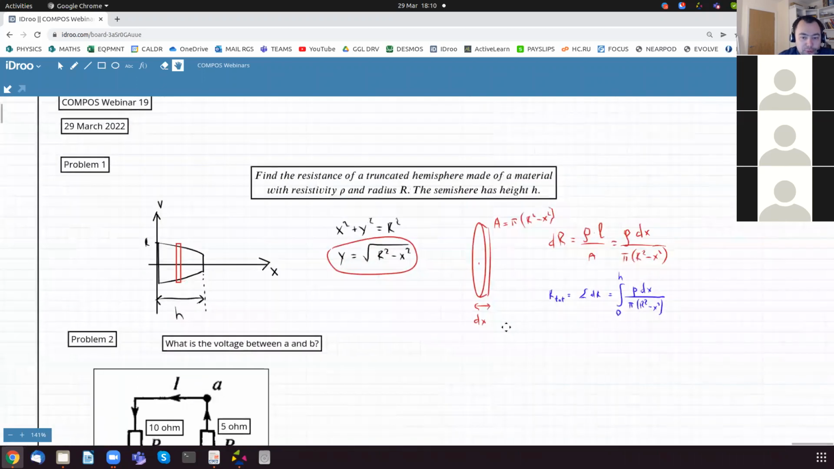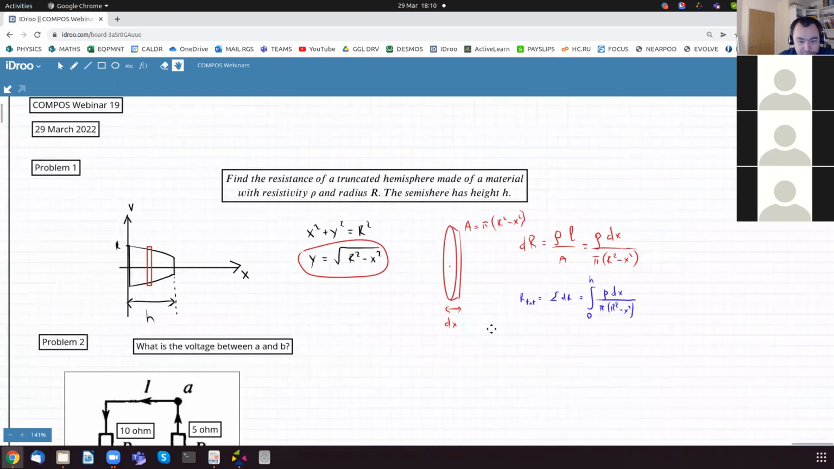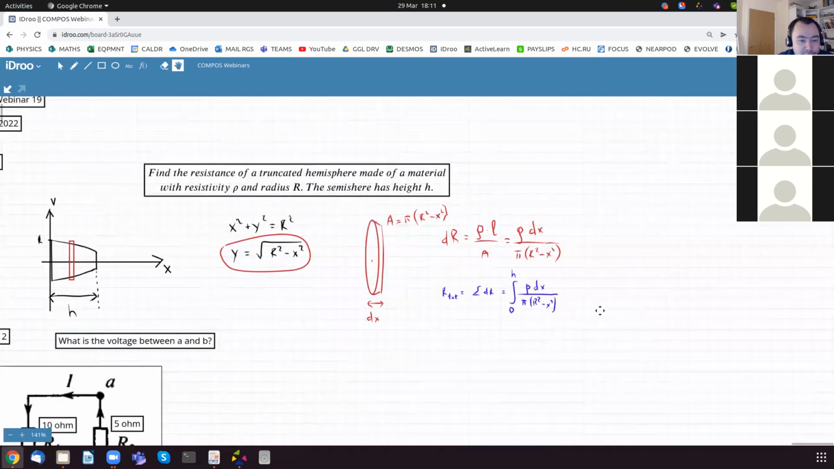What I'm going to do, on one hand, I do want to show you how to integrate this. On the other hand, I really don't want to confuse you too much, because the integral that you will be doing is much simpler than this. But yeah, I'll start, and if it gets too complicated, I'll let you know.